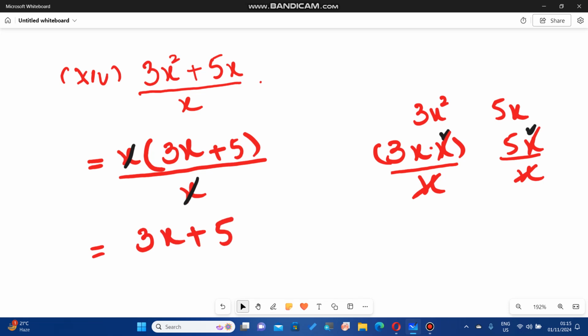Alright, what was different in this question? You had 3x squared plus 5x divided by x. 3x squared means 3x times x, and 5x means 5x. You can take the variable common, that is x. x is present in the first term, 3x squared, and x is present in the second term, 5x. You took x common. What are you left with? In 3x squared you are left with 3x. In 5x, after taking x common, you are only left with 5. You cancel x in the numerator with the x in the denominator, and your answer is 3x plus 5. Alright, moving on to the next question.